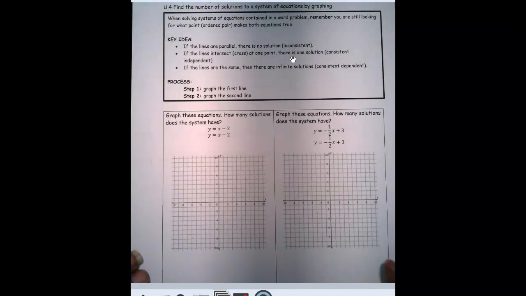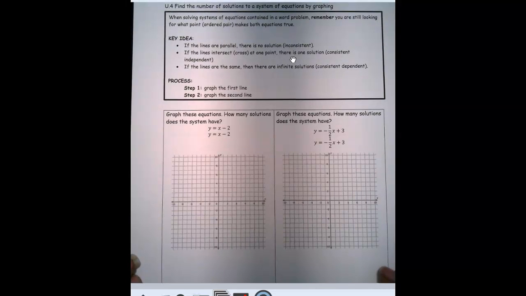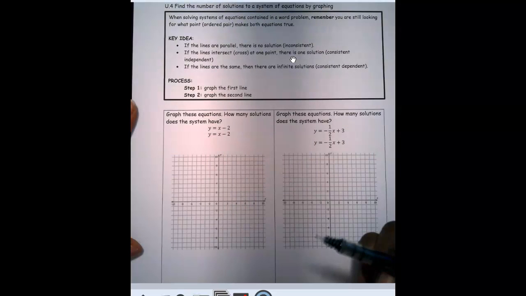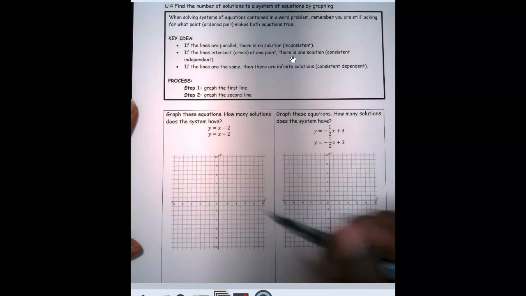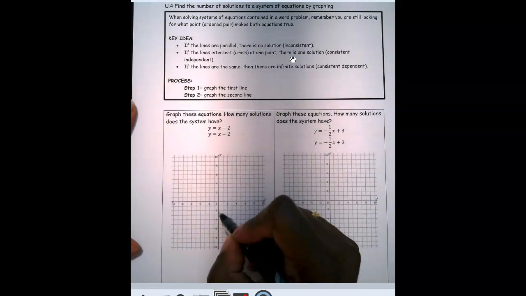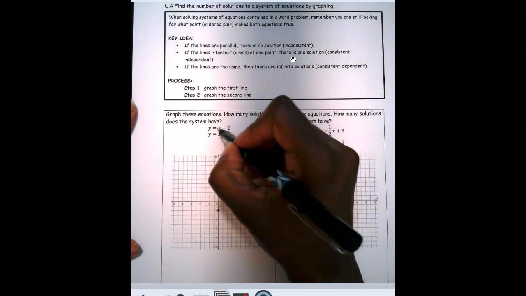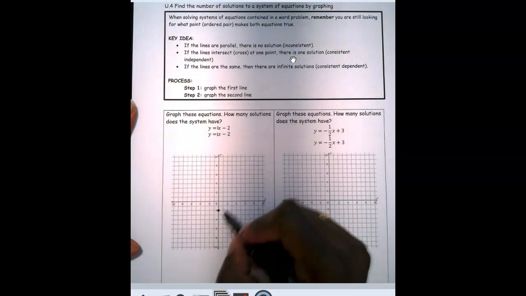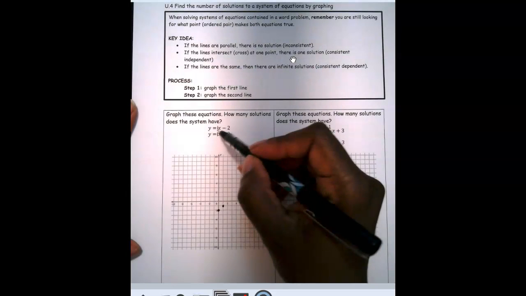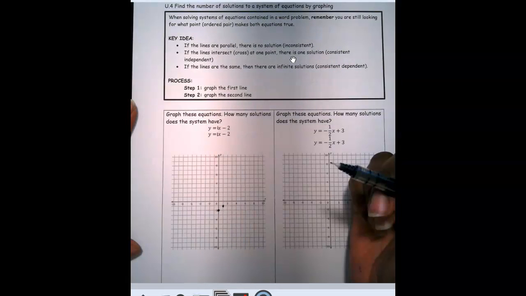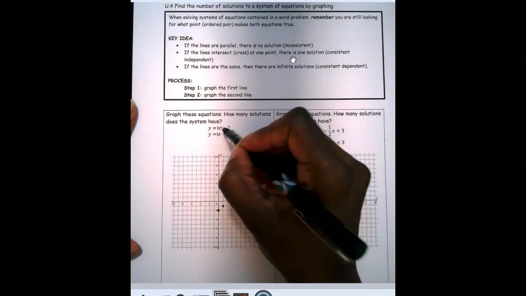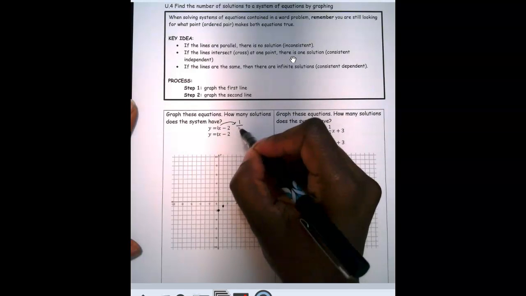So here's our process. We're going to graph the first line, then graph the second line, and then decide if they have solution or not. So we have y is equal to x minus 2. So the first thing that we're going to do, because this is in slope-intercept form, we're going to go ahead and graph the y-intercept, which is -2. Then we know our slope here is basically 1 up and 1 over. And we know that because there's an imaginary 1 in front of the x, and we know that we have to have rise, which is the 1, over run.